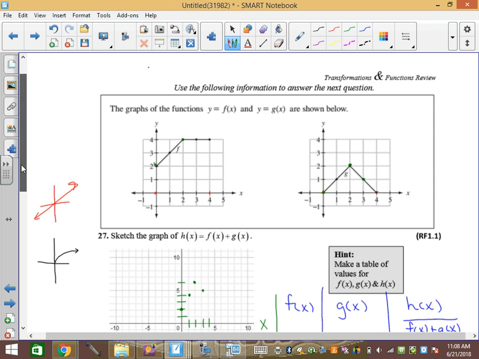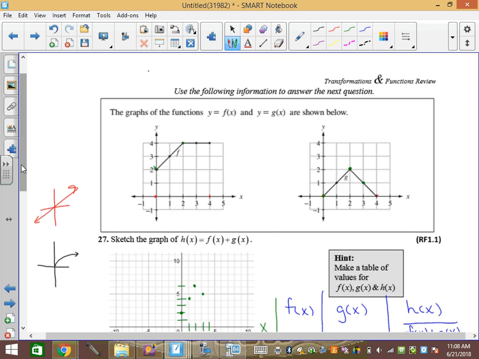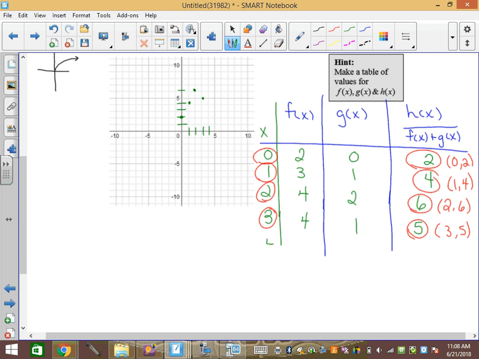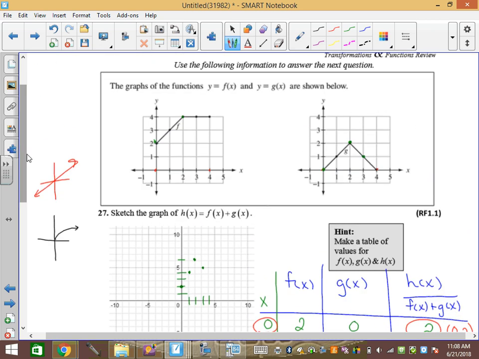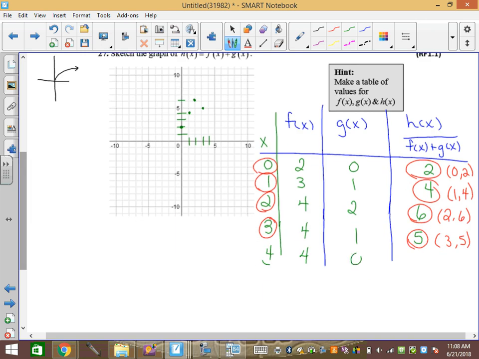And then at 4, I'm at 4 on the f. And at 4, I'm back at 0 on the g. 4 plus 0 is 4. That's my new point, 4, 4. And that's my new graph of f of x plus g of x.